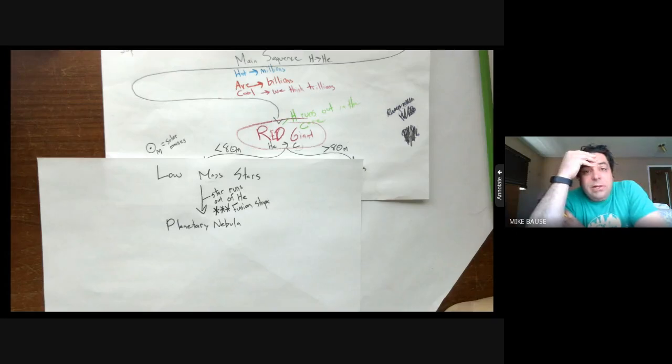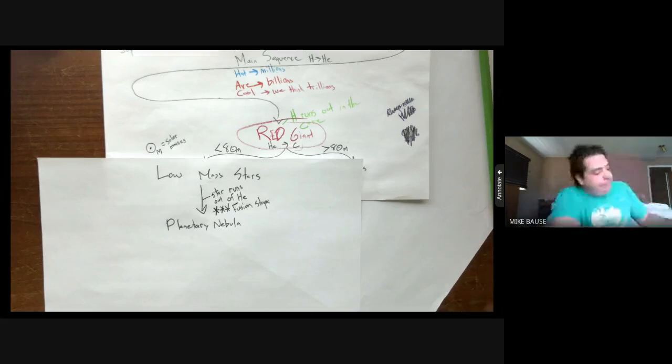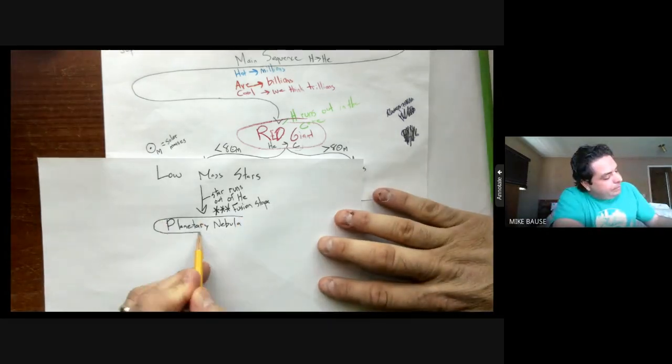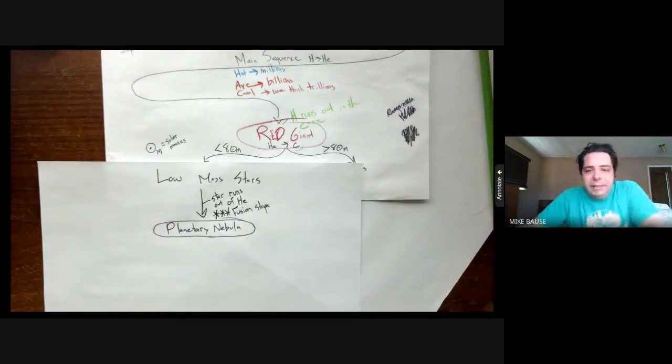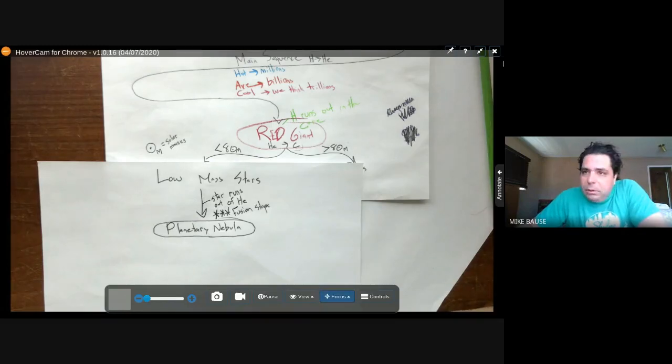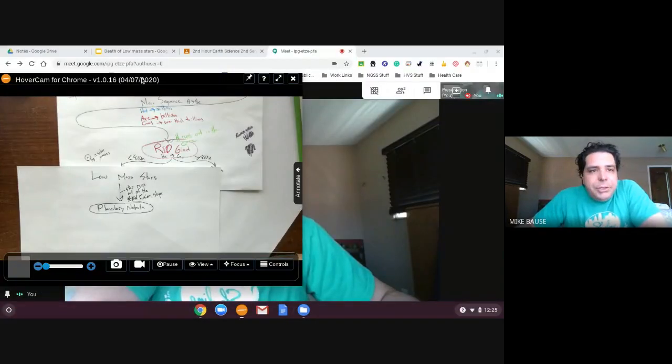So the star is pretty much dead, but it's not gone, all right? There's still some remains, and we can see them for a long period of time. So what is a planetary nebula? A planetary nebula is basically the outer shell of the red giant.